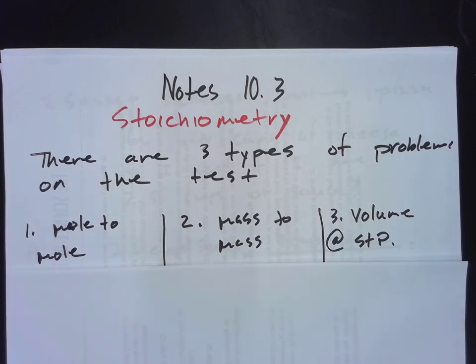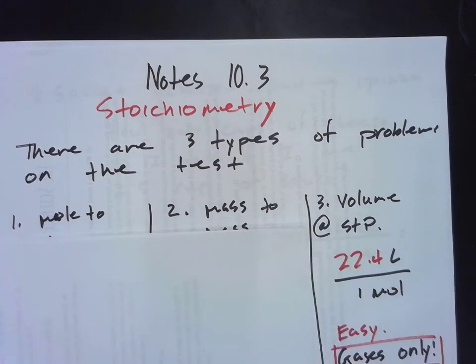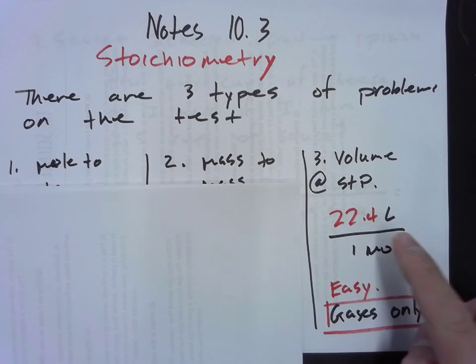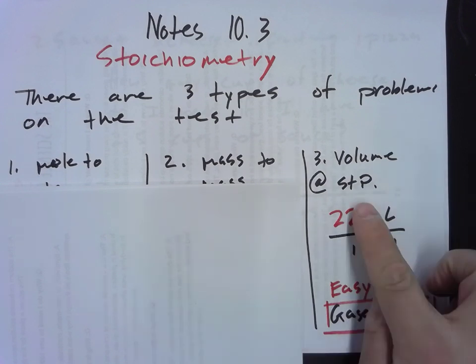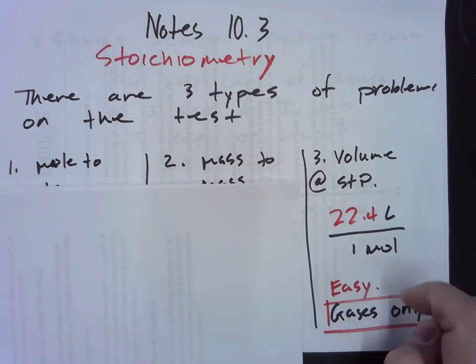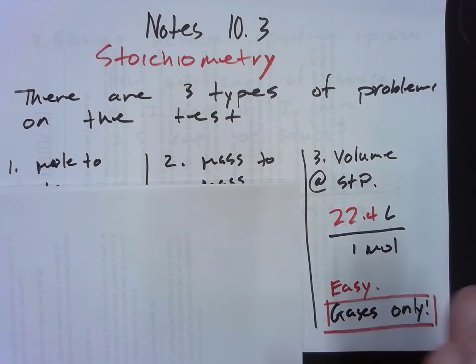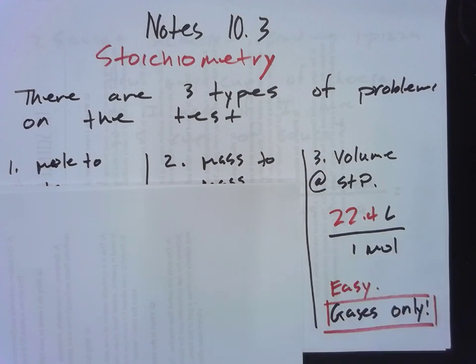Out of the 3, the easiest by far is volume of a gas at STP, and the reason why is you only have this one conversion factor, and it's a ratio, and what it says is at STP, whatever the gas is, it does not matter. At STP conditions, you have 22.4 liters of that gas per mole. So it could be hydrogen, oxygen, nitrogen, fluorine, chlorine, doesn't matter. There's going to be 22.4 liters of that gas per 1 mole at STP conditions. Remember, this applies to gases only.